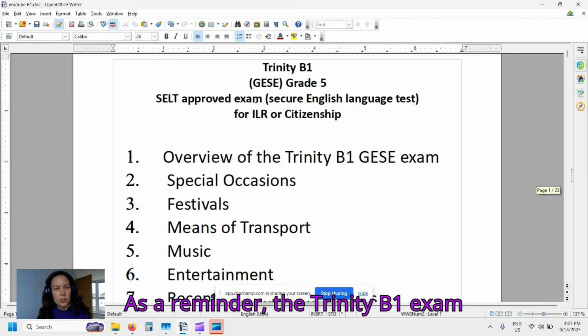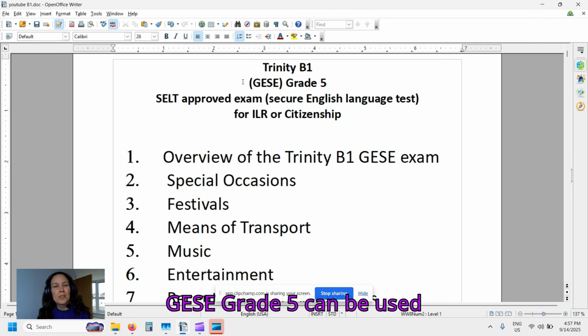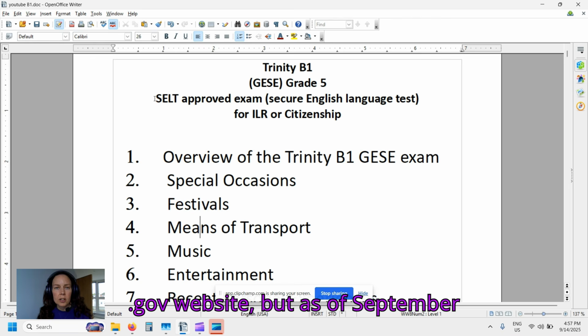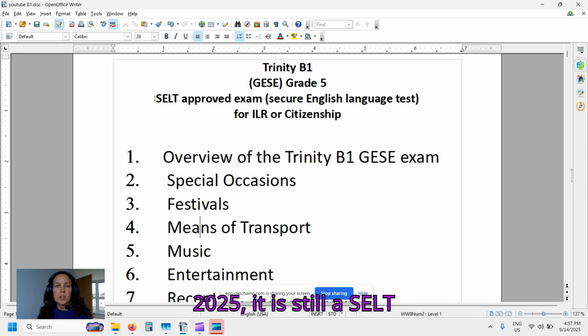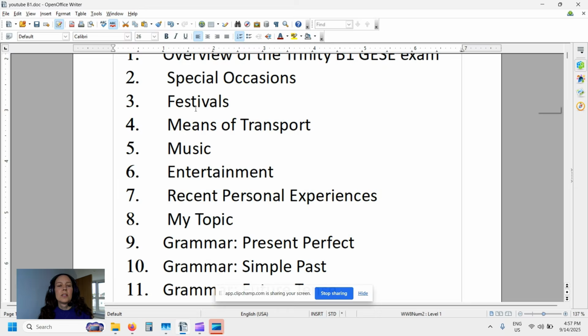As a reminder, the Trinity B1 exam, GESE grade 5, can be used for UK visa purposes, for citizenship. Always check the .gov website, but as of September 2025, it is still a CELT-approved exam.